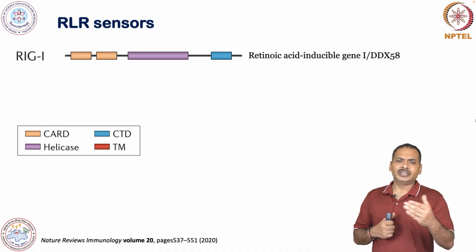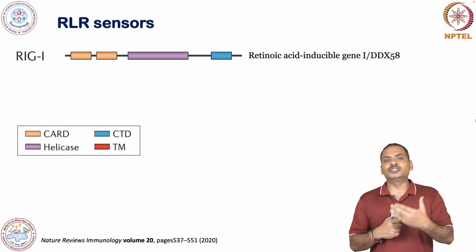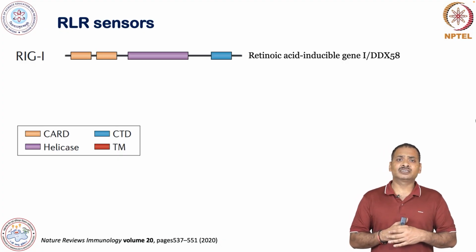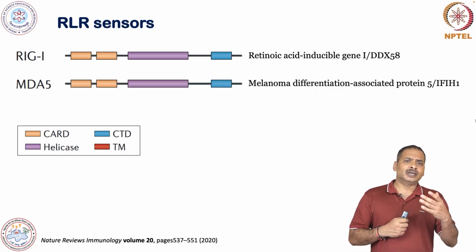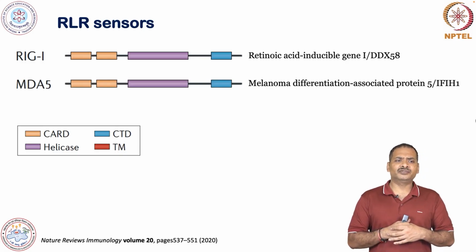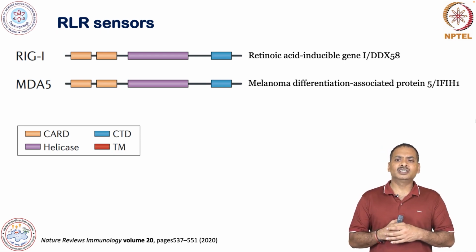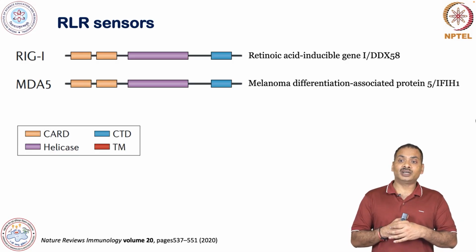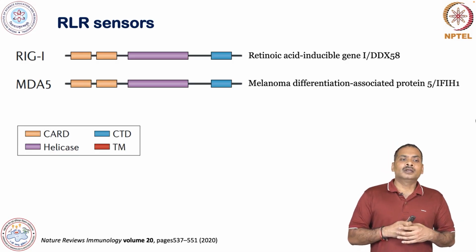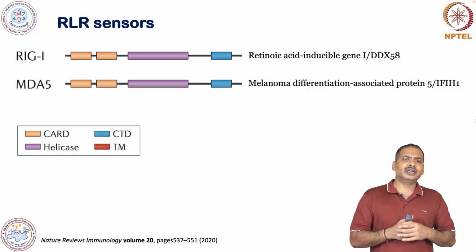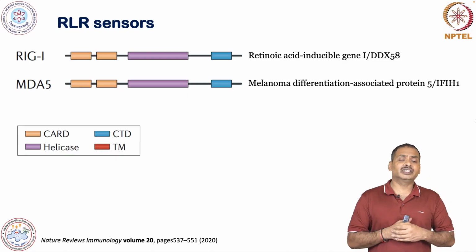And as the name suggests, RIG-I is a retinoic acid induced gene, okay. Its another name is DDX58, okay. Another member is MDA5. MDA5 stands for melanoma differentiation associated protein 5, and this is also known as IFIH1, and this protein also has two CARD domains and an RNA helicase domain, okay, in both cases, RIG-I and MDA5.